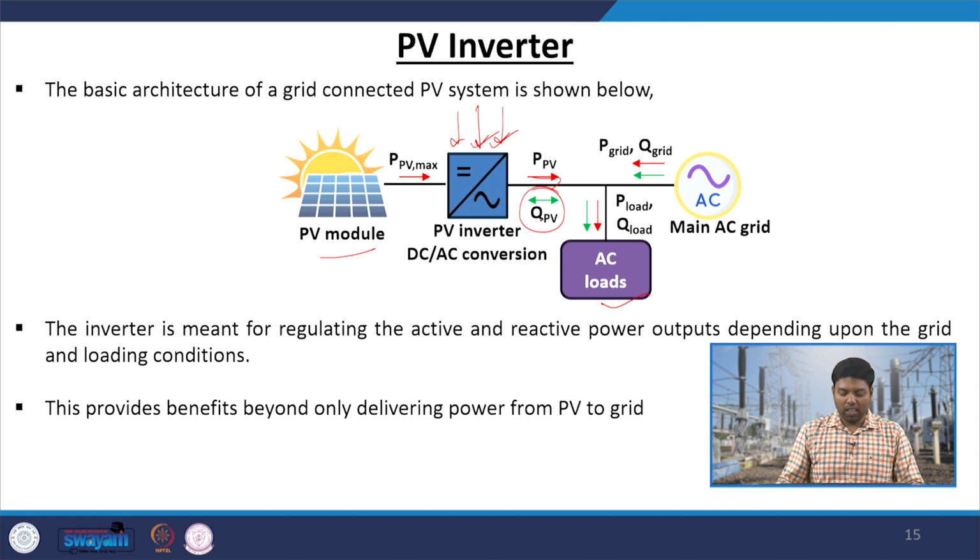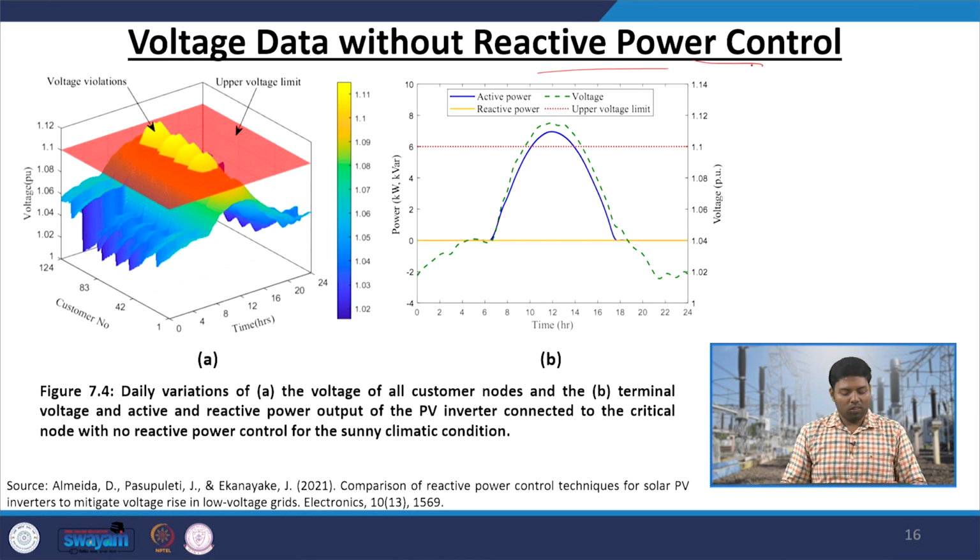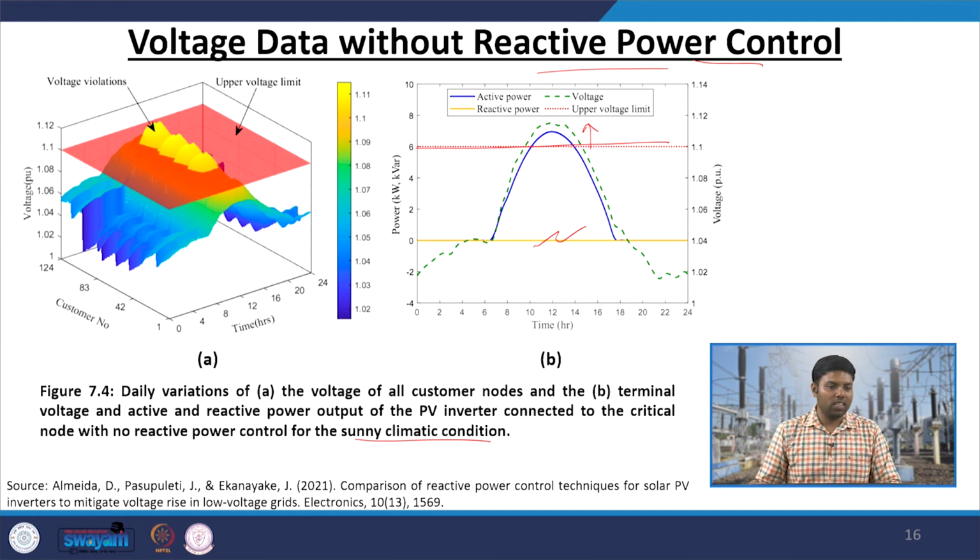Then obviously, how much reactive power you will give to the grid or to the load for giving a voltage profile boost. If we do not have reactive power control, active power control obviously we have to have, but if you do not have reactive power control, then what will happen? This is a typical example of a sunny climatic condition when your solar power generation is very high. At that time, if you do not have any reactive power, then you can see the voltage level is going very high. That means you will have over voltage issues at your customer end. So, that is not desirable. You have to have a reactive power control strategy at the smart PV inverter level as well.